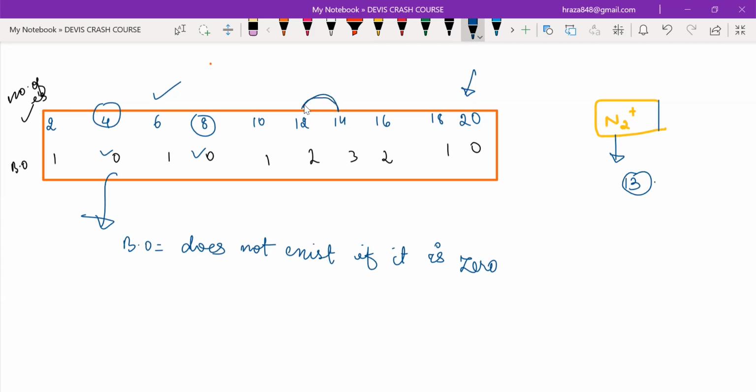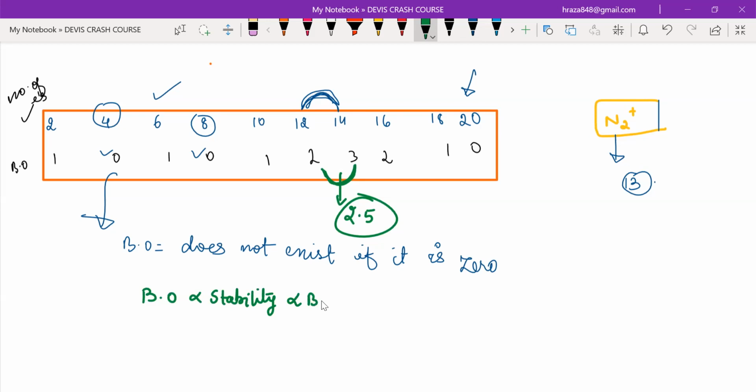Look at 13. What is the number between 12 and 14? What is the average, or midpoint, of this? It will be 2.5. Also remember that bond order is directly proportional to stability, which is directly proportional to bond energy, which is inversely proportional to bond length.